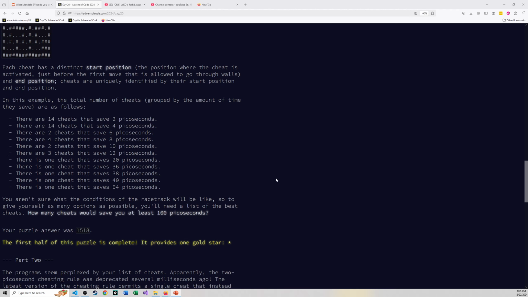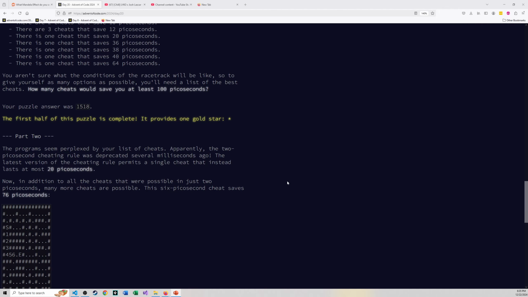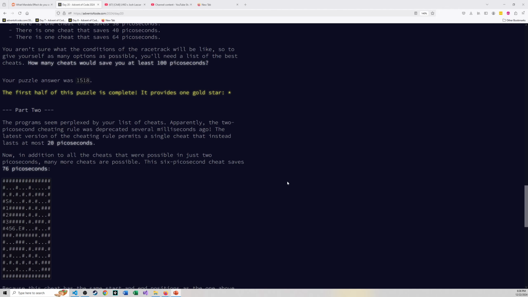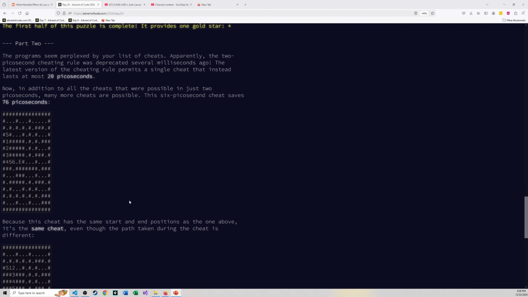Now for Part 2, instead of being able to walk through a wall for 2 units, we're going to be able to walk through up to 20 units. And that changes a lot of what we're doing here. They just wanted to make sure that the starting and end position is all that mattered. You can take different paths to get there, we don't care. But the cheat is only from starting position to end position.